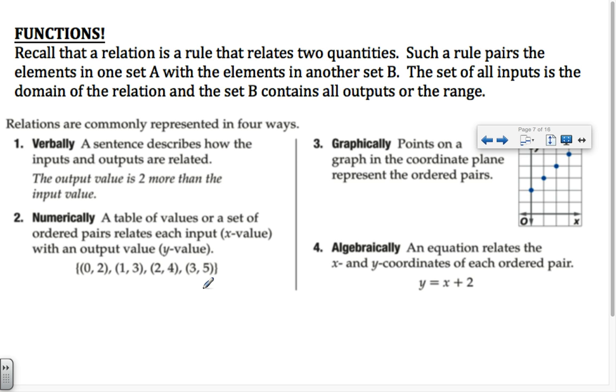Relations are commonly represented in four ways, and this is really important because if you go on to calculus, these four ways are drilled into your head. So the four ways are verbally, so with sentences that describe how the inputs and outputs are related. Numerically, so a table of values or a set of ordered pairs relates each input, x, with each output. Graphically, points on a graph in the coordinate plane represent ordered pairs. And then algebraically, so an equation that relates x and y coordinates in an ordered pair.